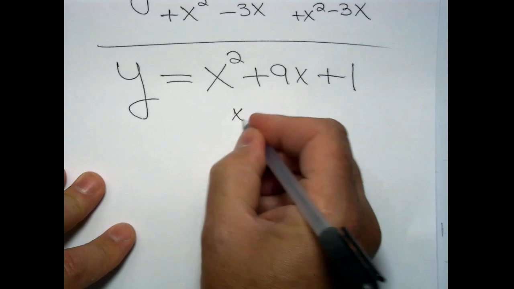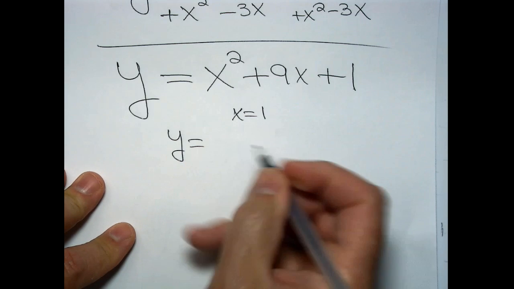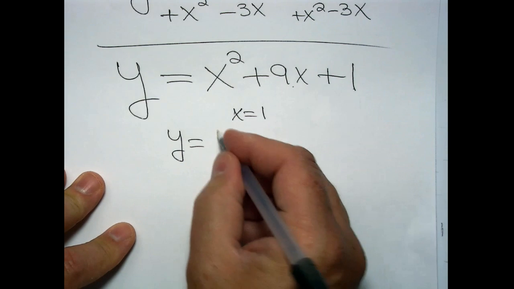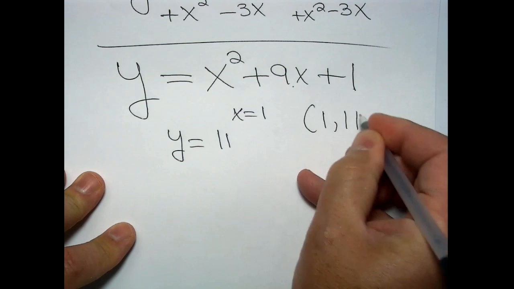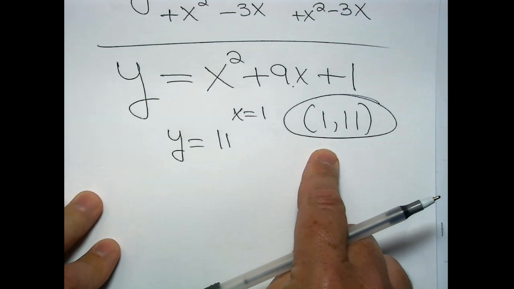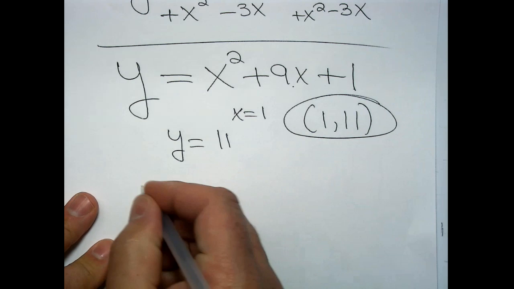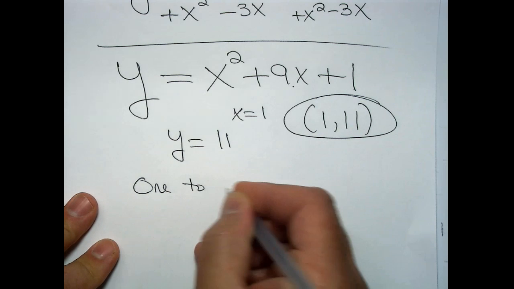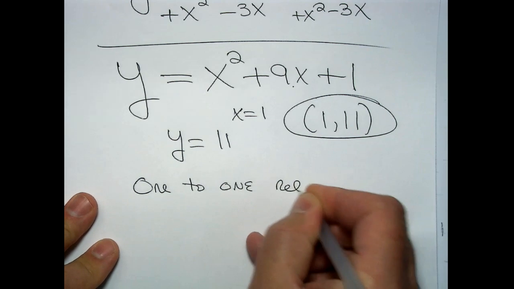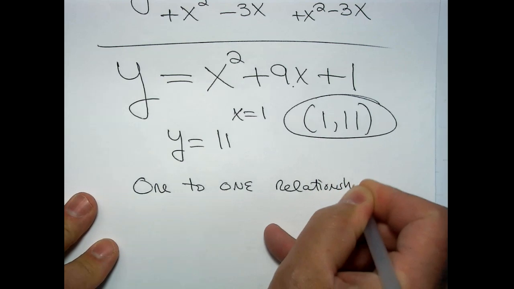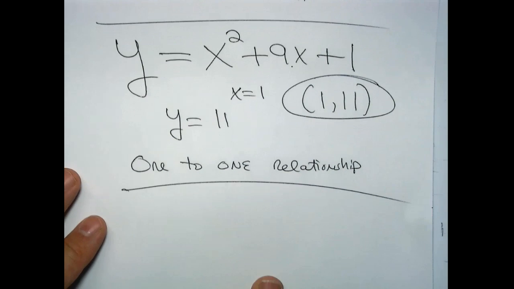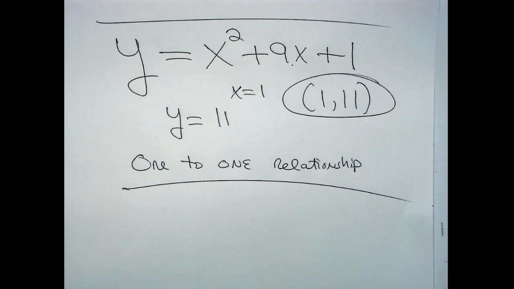And so now I could say x equals 1, and y, therefore, would be 11. The ordered pair would be (1, 11). For every given value of x, there is only one valid output for y. We call this a one-to-one relationship.